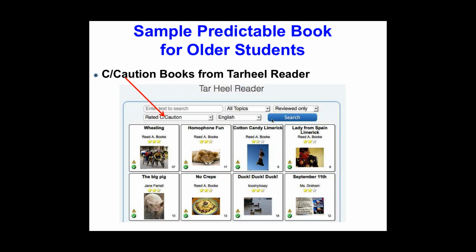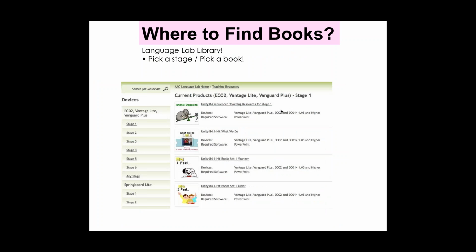And so if there's time at the end, I'm going to show you Wheeling, because you're going to see why that's really great for a little bit older students, and it's not offensive. It's just a caution. These are not R-rated books, okay? They're just a C for caution. They may not be something you're going to read for kindergartners, although when you see it, you might decide you want to. Where else can you find books?